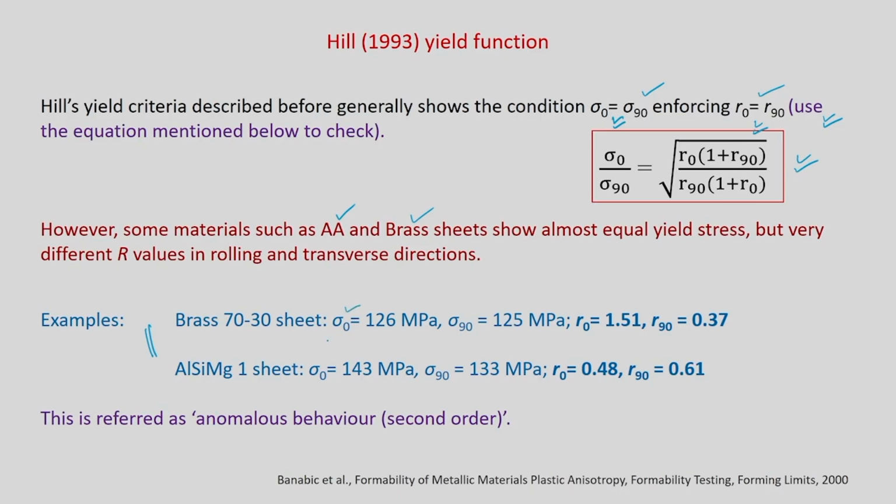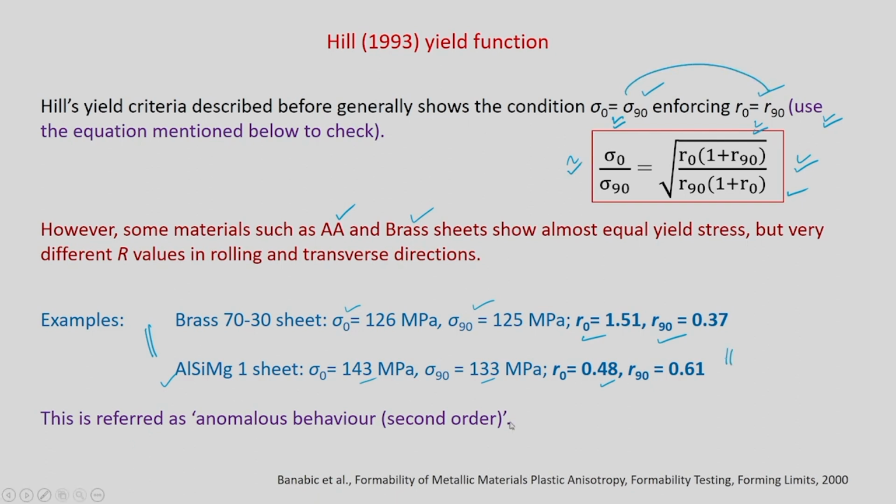Your sigma 0 is 126, sigma 90 is 125. They are almost the same. But you see R0, R90 are very different, which is actually breaking this particular requirement provided by this particular equation. Similarly, for this particular alloy, sigma 0, sigma 90 are almost the same, but R0, R90 are relatively different. These two examples show that we need to be careful using the Hill 1948 yield function for some materials like this, because this particular equation enforces these two conditions to hold, which is not the case in such materials.